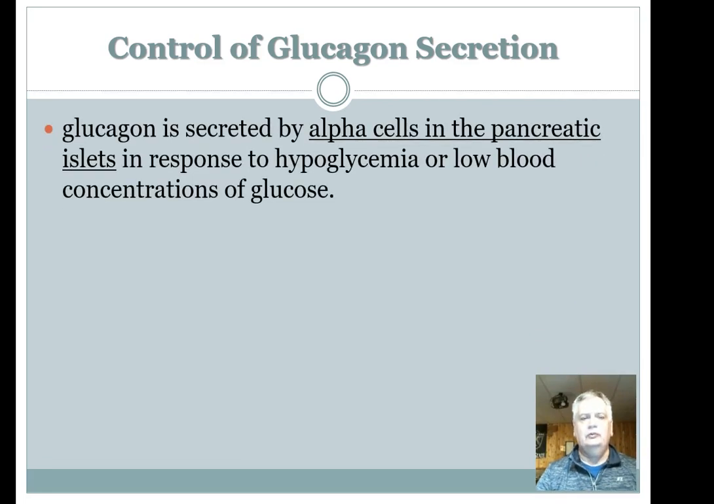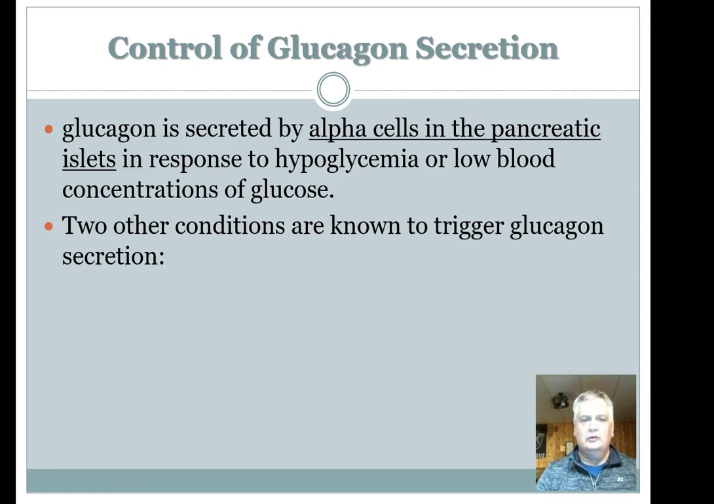So what controls glucagon secretion? Glucagon is actually secreted by cells in the pancreas called alpha cells. These are in the pancreatic islets. They secrete the glucagon in response to hypoglycemia, or low blood concentrations of glucose.